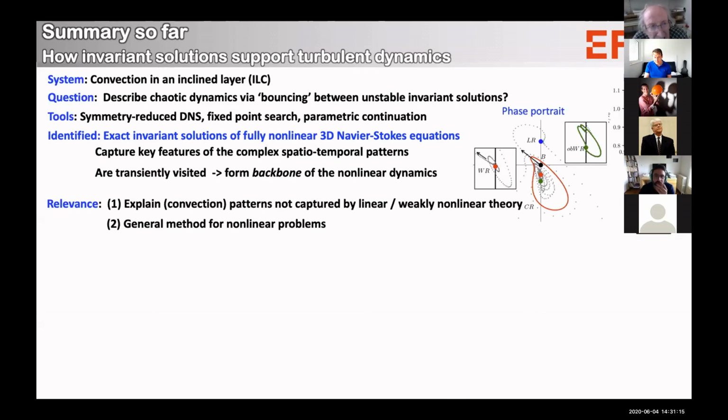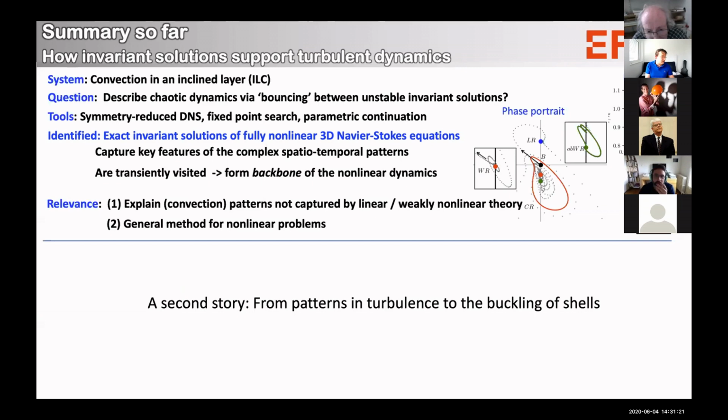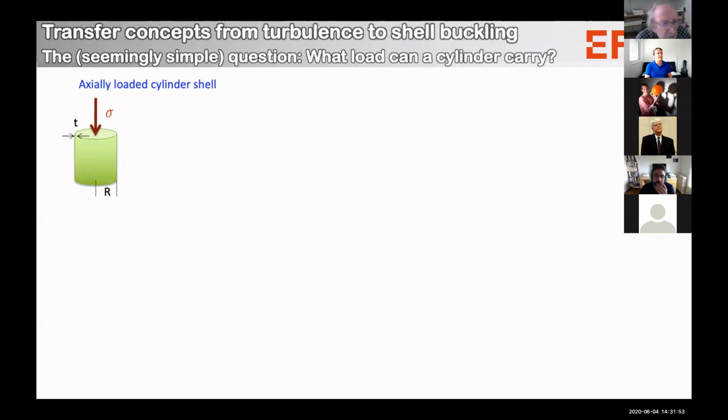And to demonstrate this, I want to now tell you a second story. And the second story will be a story in solid mechanics. Good, so what's the question? The question is a seemingly very simple question. And the idea is, take an elastic sheet, roll the elastic sheet into a cylinder, and ask yourself, how much load can you put on the cylinder before this buckles and collapses? Okay? So the seemingly simple question is, what is the critical buckling load of an axially loaded cylinder shell?